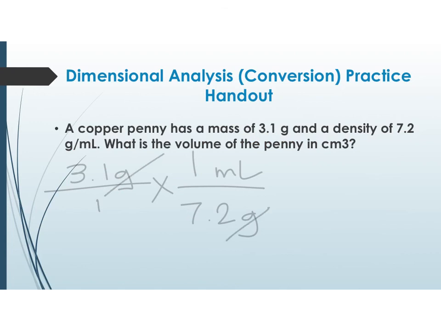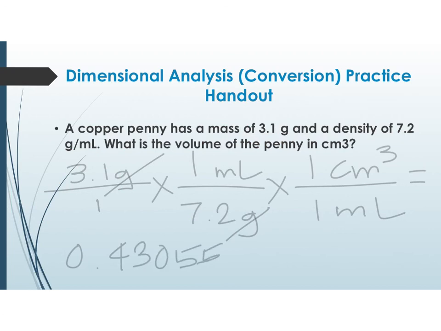So now I can cross off grams, left with milliliters. Now, 1 milliliter is actually the same as 1 cubic centimeter. So this was a rather short one. The calculator should give you 0.43055 or something of the sort. And we can only, however, have 2 sig figs. I know we can only have 2 sig figs because I've got 2 sig figs here. I also have 2 sig figs here. So my final answer has to have 2 sig figs. So I'll have 0.43 cubic centimeters as my final answer.